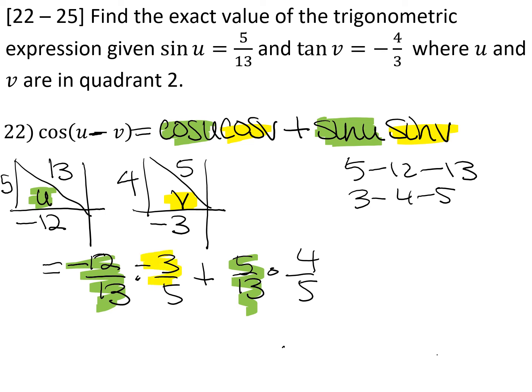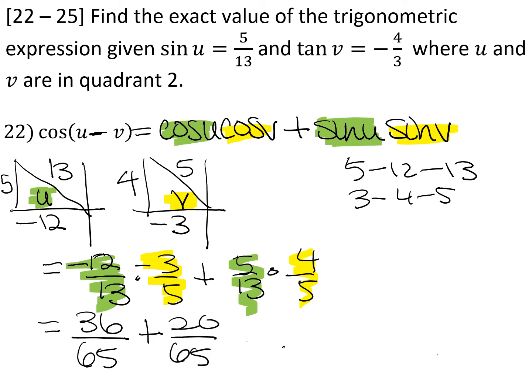Okay, and again, I got this one and this one from the V triangle. So negative 12 times negative 3 is positive 36. 13 times 5 is 65, plus 5 times 4 is 20 over 65, giving me a final answer of 56 over 65.